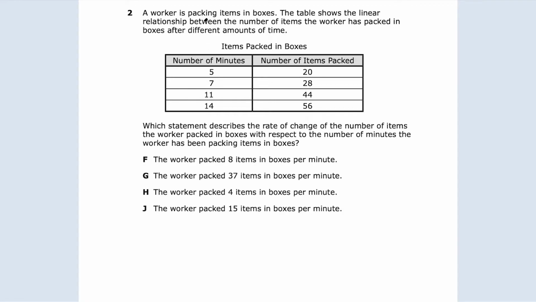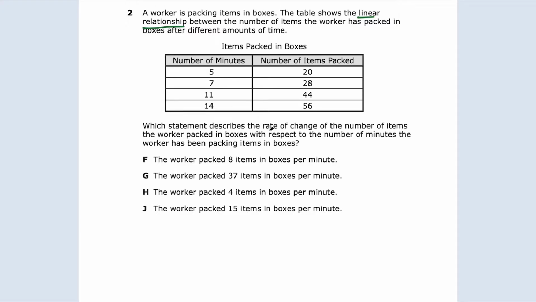So question 2, we have a little bit to read here. We have a worker packing items in boxes, and the table shows the linear relationship. Okay, so that's the $1,000,000 phrase right here. Linear relationship means that the pair of quantities here are going up at a constant rate. So we have the number of items the worker has packed in boxes after different amounts of time. So that's the first thing that's jumping out at me right away: the linear relationship says everything.